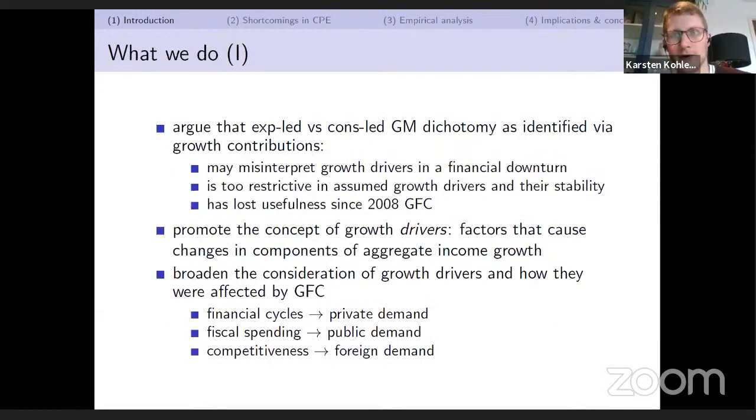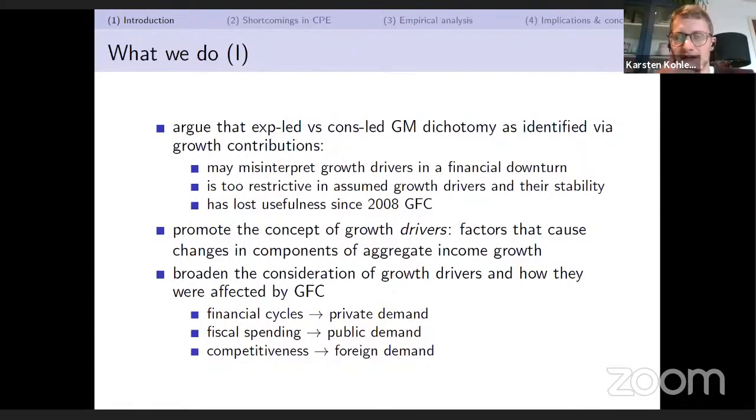Now, what do we do in our paper? How do we engage with this literature? We argue that this export-led versus consumption-led growth model dichotomy, as identified via the growth contributions, has some weaknesses. One argument is that this approach, especially when using the growth contributions, may misinterpret growth drivers in a financial downturn. I'll explain in more detail how that plays out. But we argue that the growth contributions can lead to misleading results when you have strong cyclical dynamics going on, which we experienced in the context of the global financial crisis.